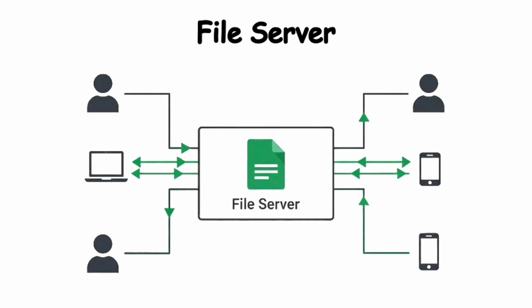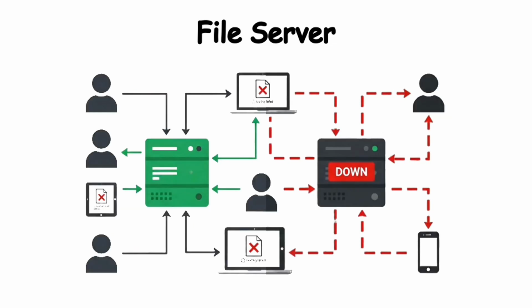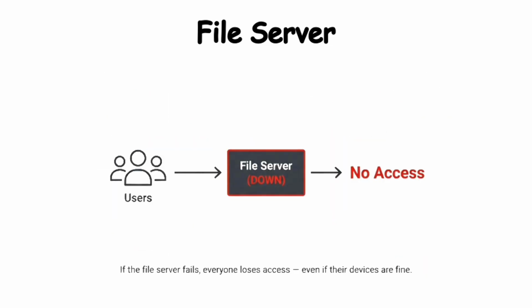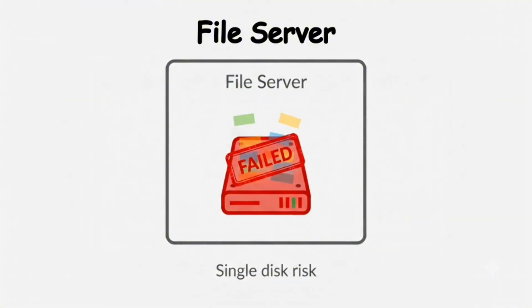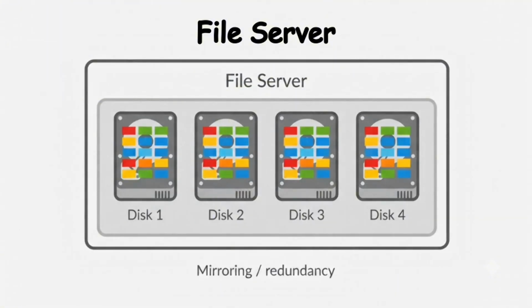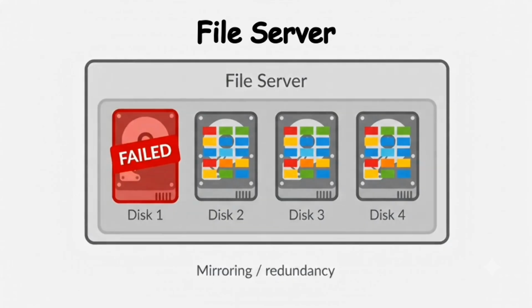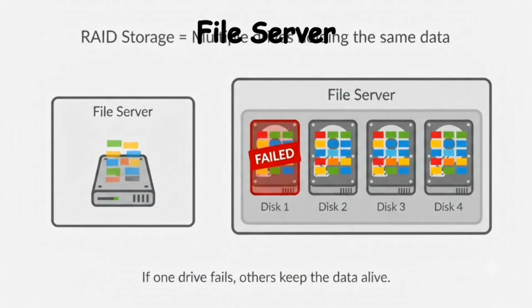But if the file server goes down, no one can access anything, even if their own computers work perfectly. This is why important file servers use RAID storage, writing the same data to multiple drives simultaneously, so that if one fails, nothing is lost.